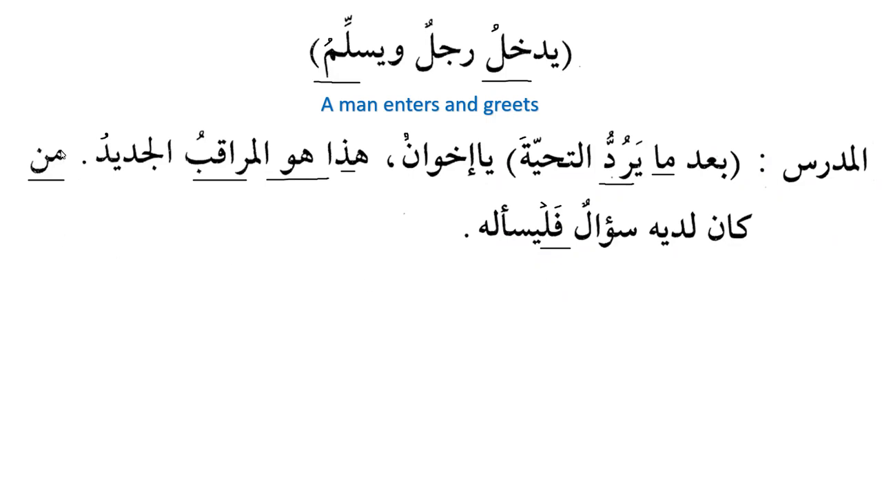So man kana. Man is a very comprehensive particle in the Arabic language. Man is used for masculine and for feminine. It is used for singular and also for plural. And we can see over here that man kana ladayhi su'alun, whoever has a question, falyas'alhu. So yas'al, we can see that the lam at the end will be sakin. Let him ask. Falyas'alhu, let him ask.